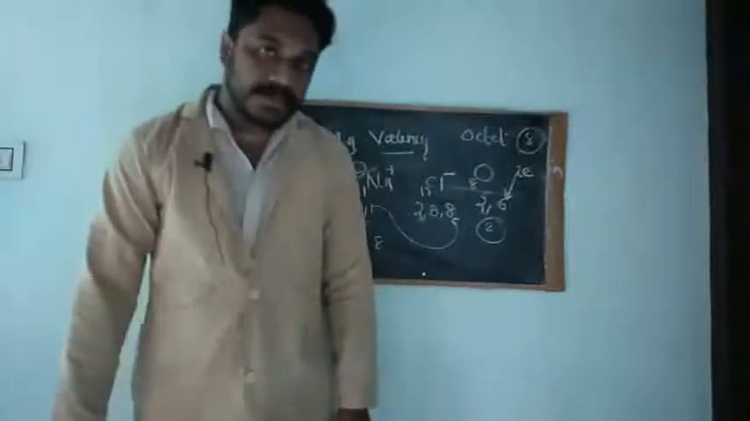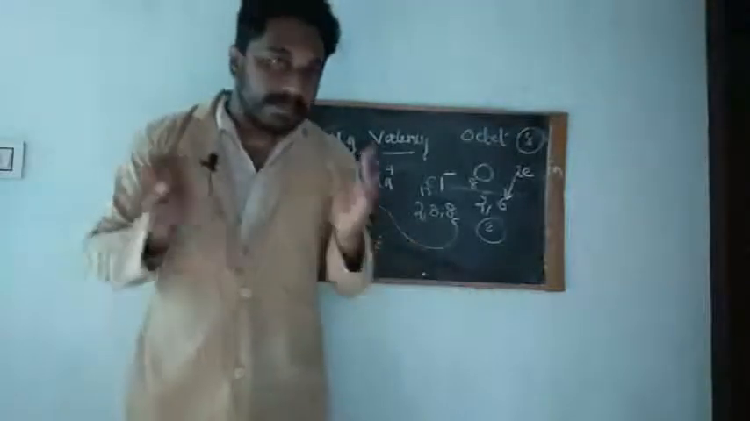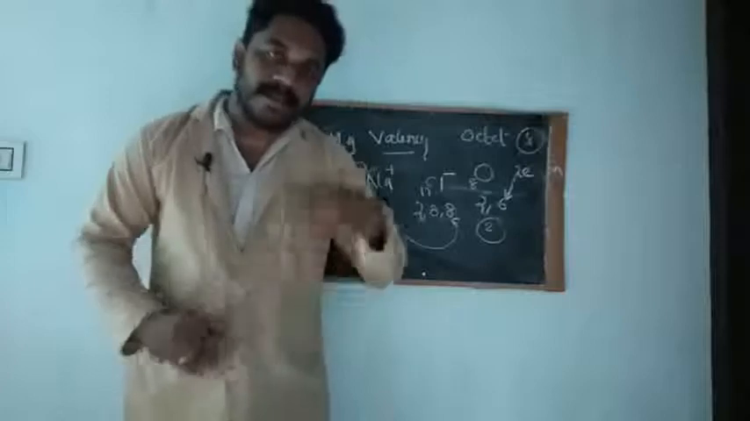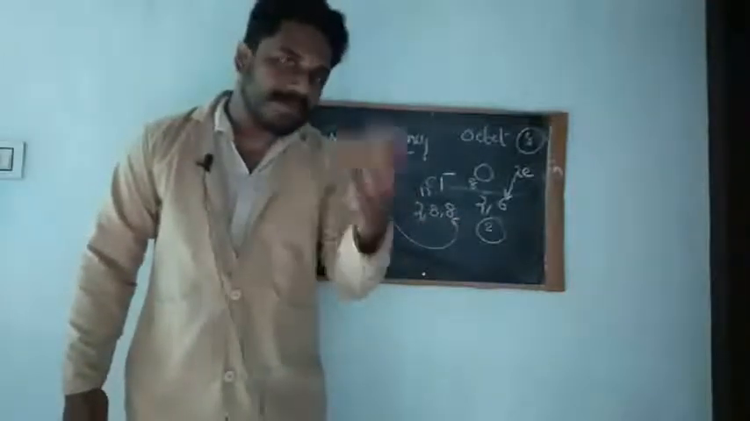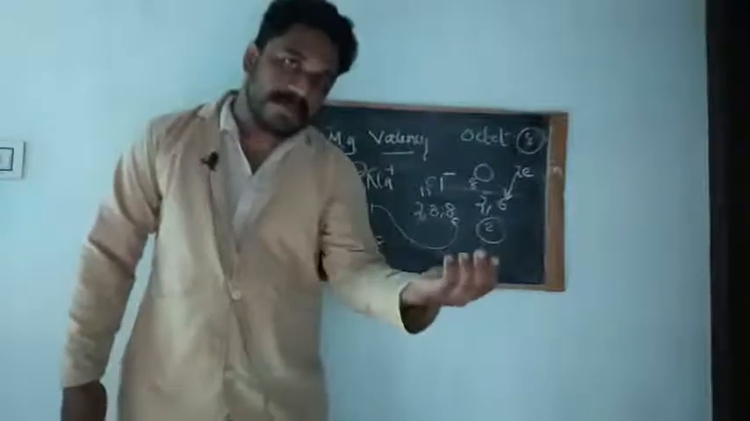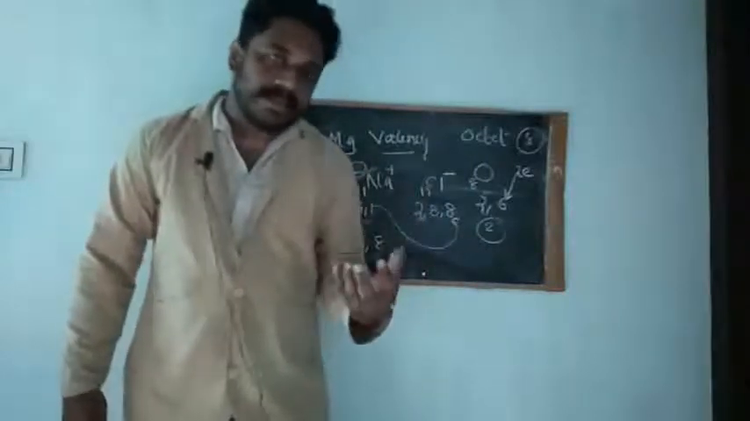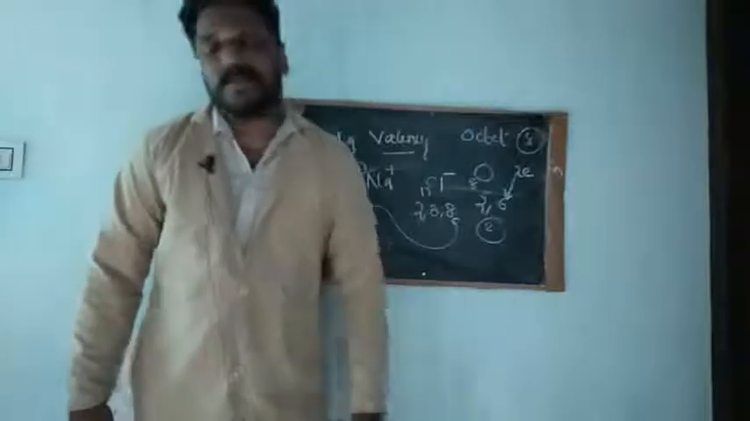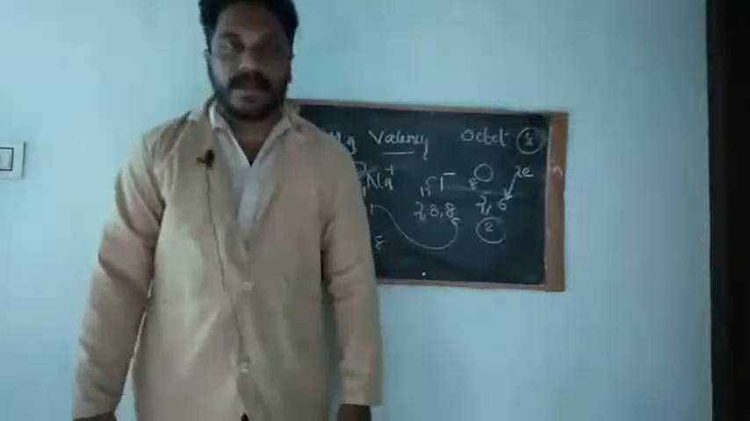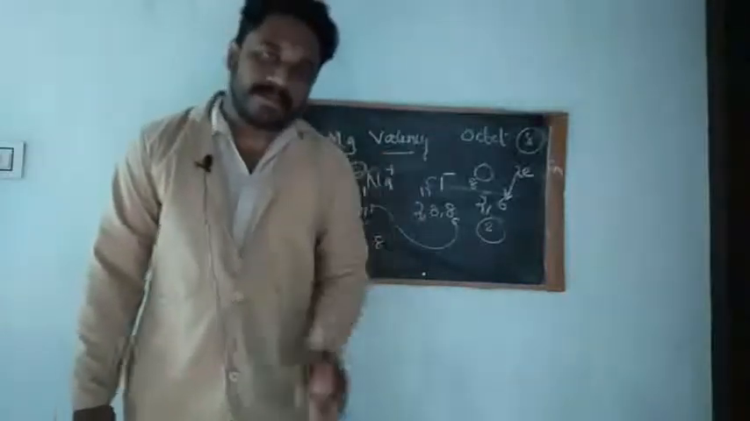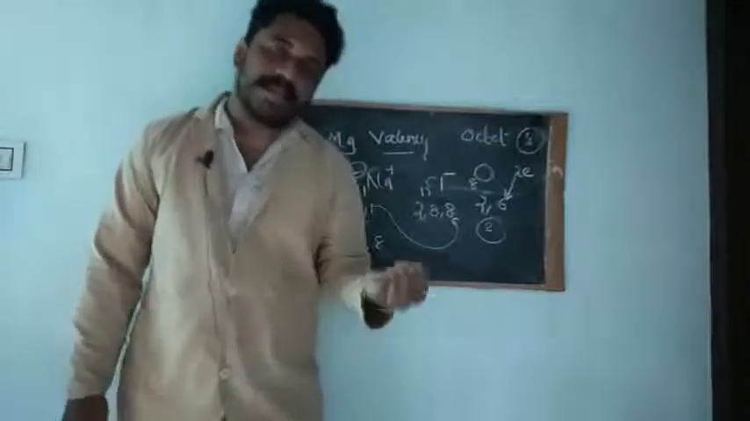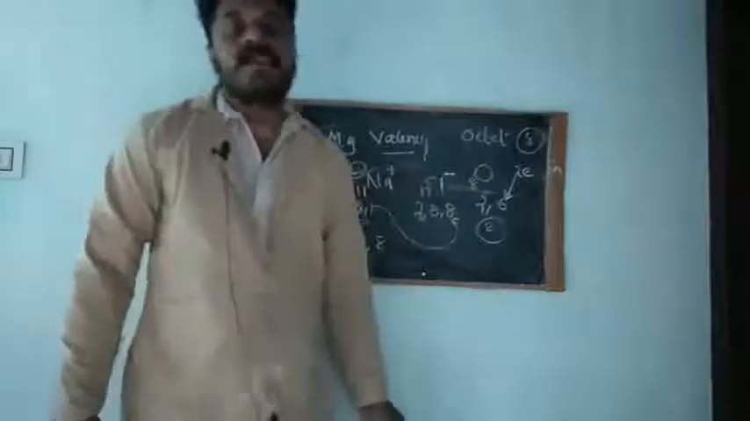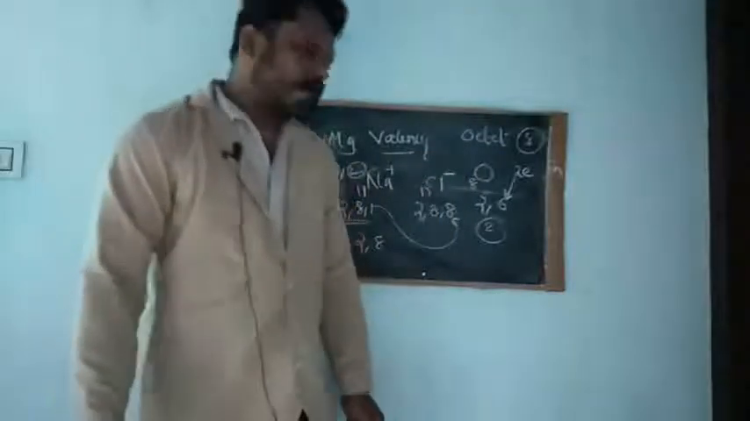Have you understood? So what is valency? The combining capacity of an element, or the number of electrons donated by an element, or the number of electrons accepted by an element, can be called its valency. So the combining capacity of an element, or the number of electrons exchanged by an element when it takes part in a chemical reaction, is called its valency.